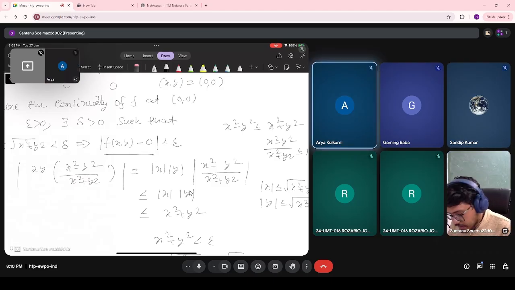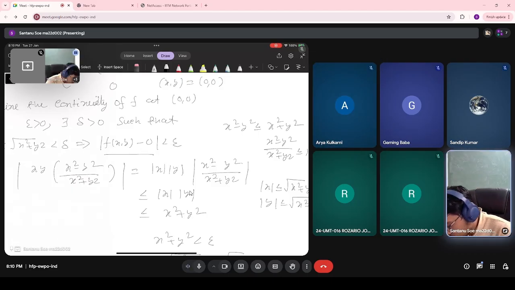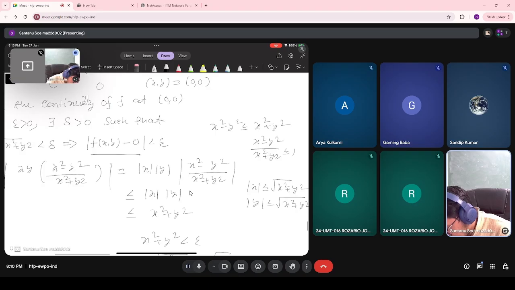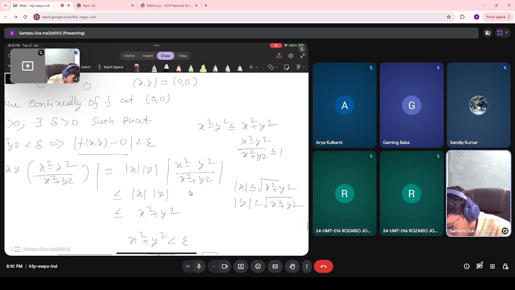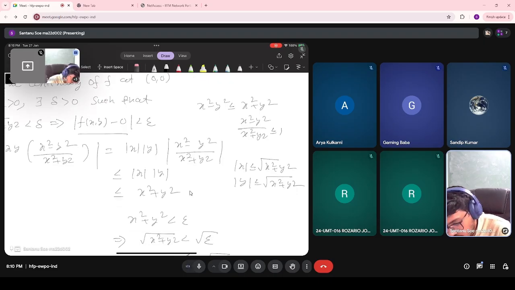Yes, sir. Okay, yeah. So we have to show that f of x comma y minus 0 is less than epsilon. That's why I have just replaced the function with the value xy into x square minus y square divided by x square plus y square. So this is nothing but mod x into mod y into mod of x square minus y square divided by x square plus y square. Correct. Now we know that x square minus y square divided by x square plus y square is less equals to 1. So this will be less equals to mod x into mod y.